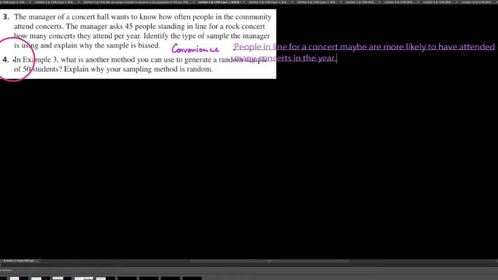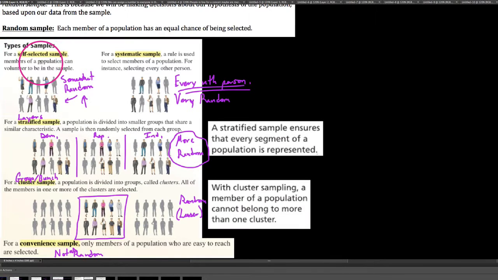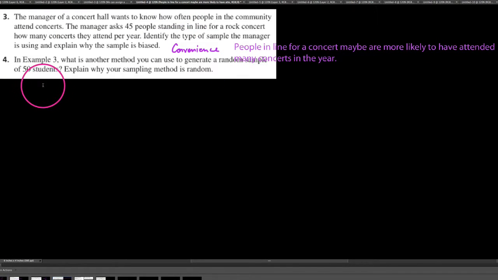Now, on number 4, it says in example 3, what's another method we could use to generate a random sample of 50 students from our previous example? Explain why your sampling method is random. Looking back at our sampling methods, I suppose we could ask people, but that's not going to be very unbiased. Also, just selecting students who are standing around you, 50 seniors out of that 246 seniors, is not as random. So we talk about, could we layer them, could we bunch them, or could we look at a systematic? I would say that the systematic approach is probably the best possible approach.